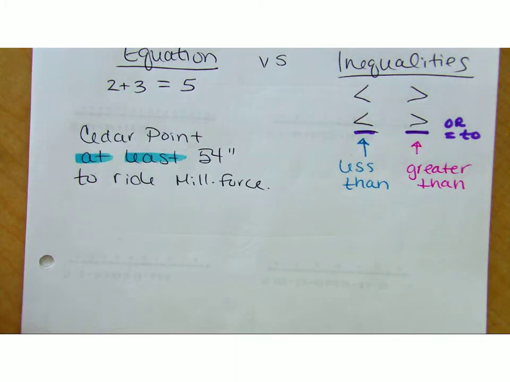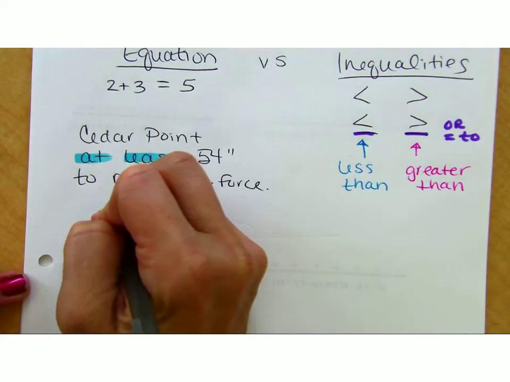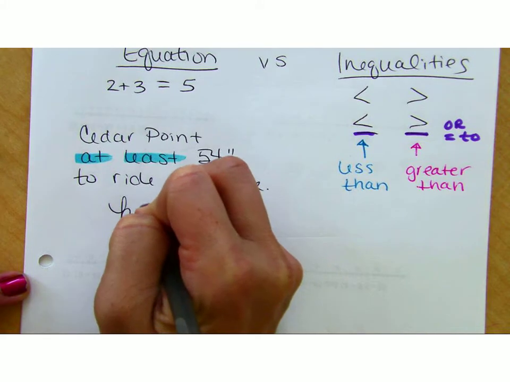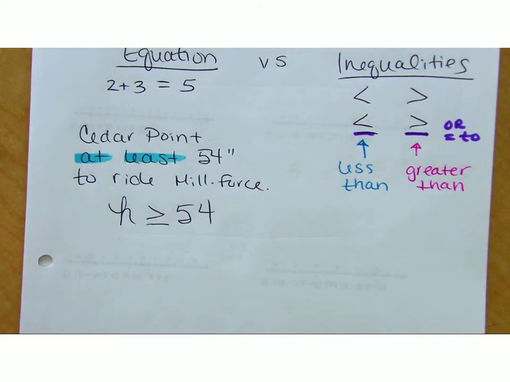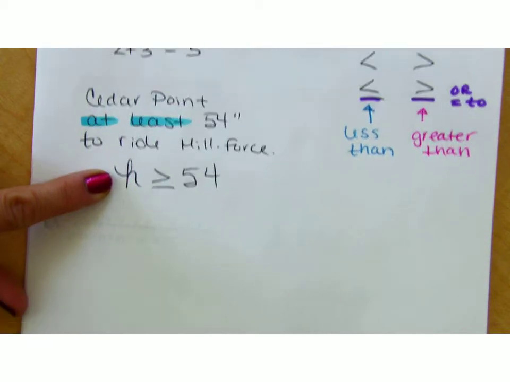But be careful because least makes you think, oh, less than. But it's actually not. Because 54 is the shortest you can be, right? So hopefully you know that your height has to be what? Greater than or equal to 54. You with me? Okay. We already did that. You're not going to have to do that again. I'm just going to come right out and give these to you.